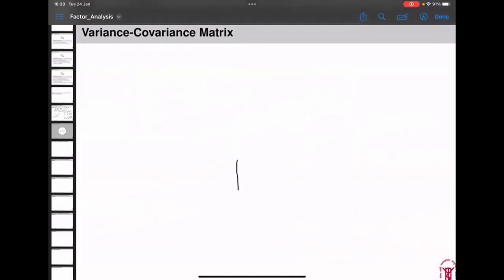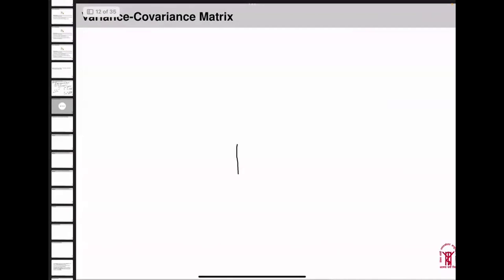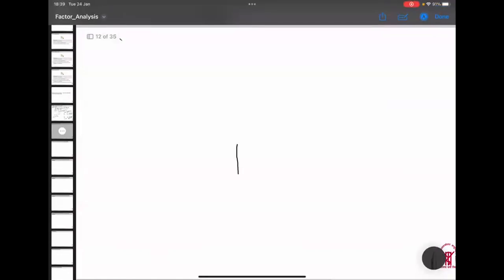What is the variance covariance matrix? Say in a data set, because factor analysis deals with a P dimensional data set, where P can be 10 or 15. So let us say we have a P dimensional data set. What is the meaning of this? That you have got x1, x2, x3, x4, x5, and say again 100 students.